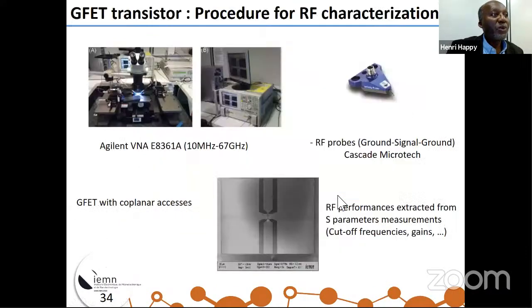If I move to process flow, I will move to procedure of characterization. As I mentioned, when we fabricate transistor, we use a transistor in the coplanar transmission line. That means it is possible to probe RF properties of this transistor using this kind of equipment, which are vector network analyzer. Here it is equipment that go to 67 gigahertz, but at IUMN we can go farther over than 300 gigahertz with this kind of equipment.